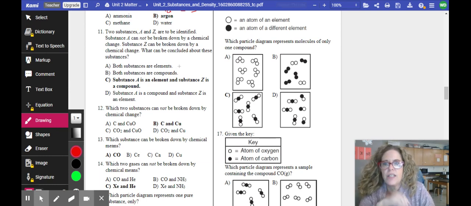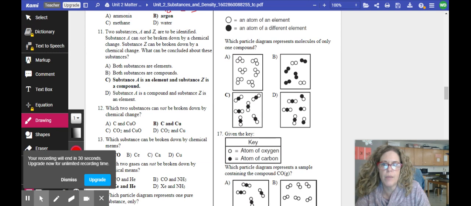Two substances A and Z are identified. A cannot be broken down by chemical means, so that's going to be an element. And Z can be, so then Z is a compound.